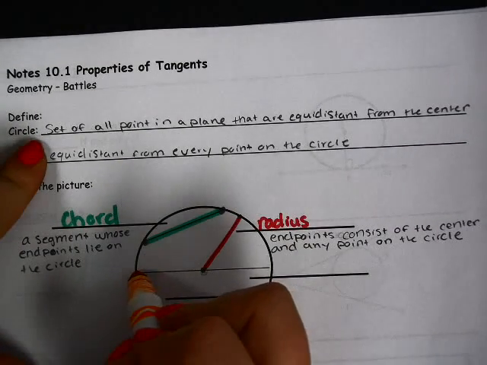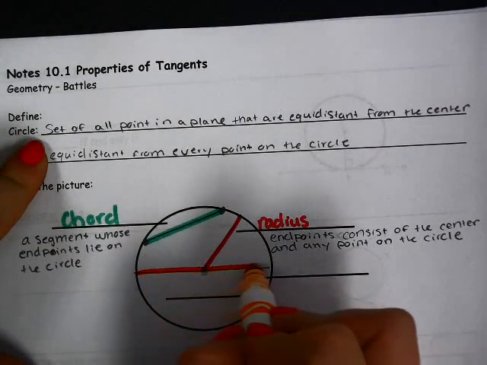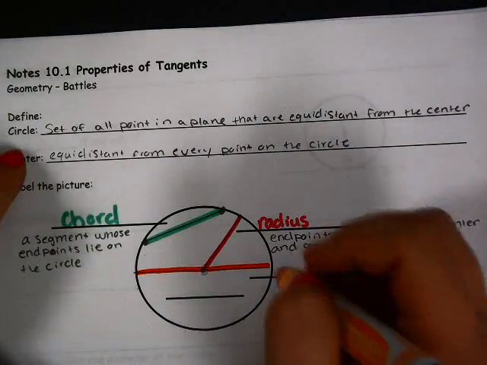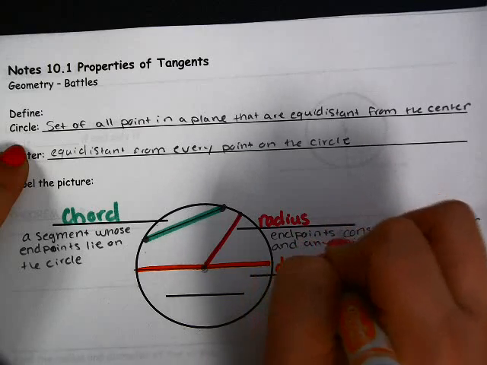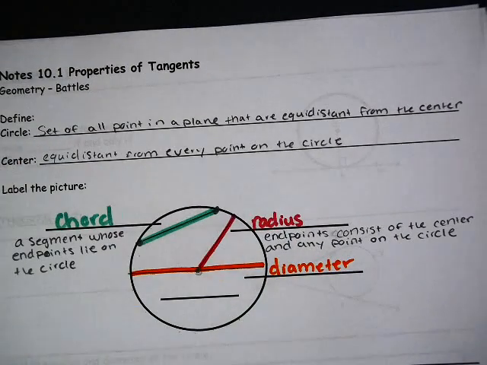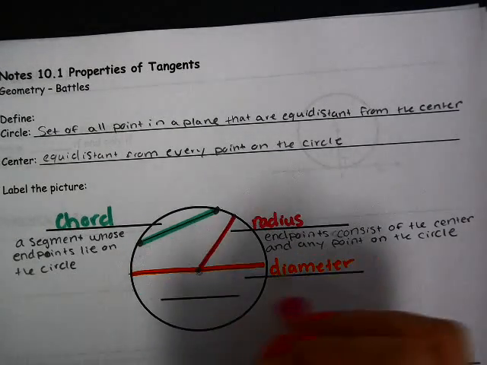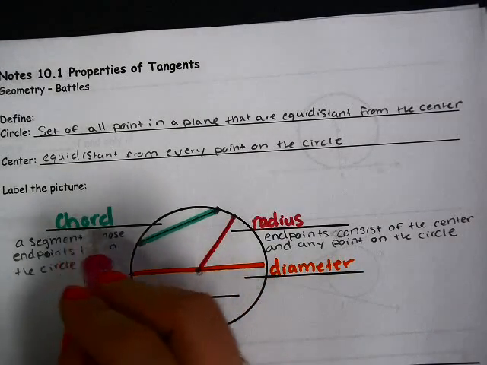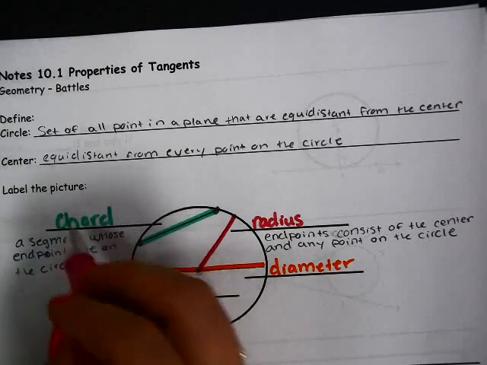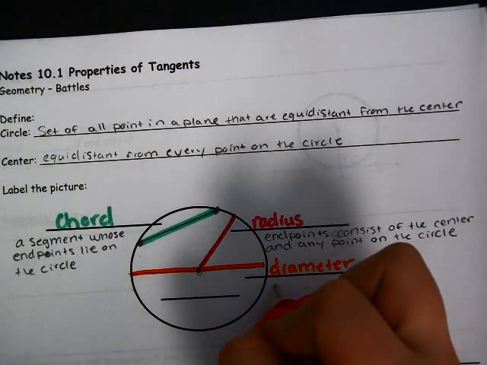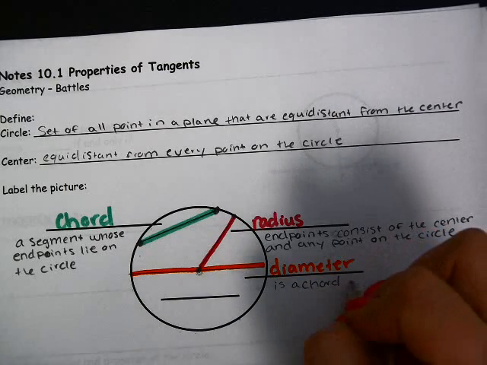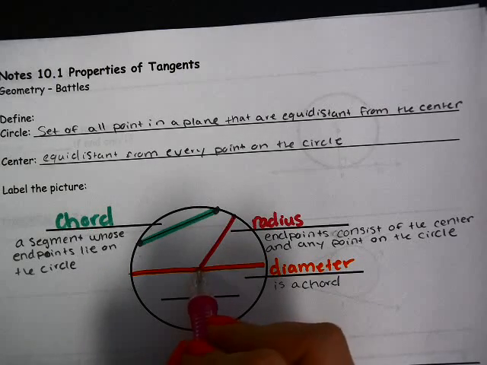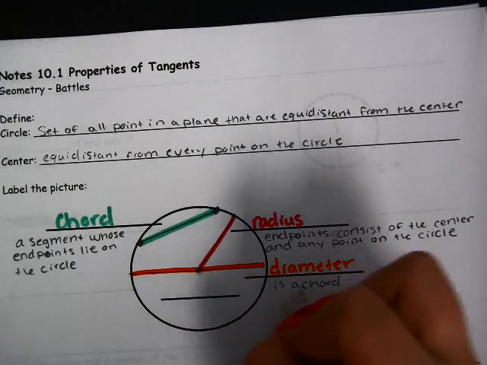Our next vocab word is going to be diameter. And again, radius and diameter should be a review for you. They should not be vocab words that you're having trouble with. But basically, a diameter is a chord, which is one of our new things that you're being introduced to. So the diameter is a chord which contains the center of the circle.